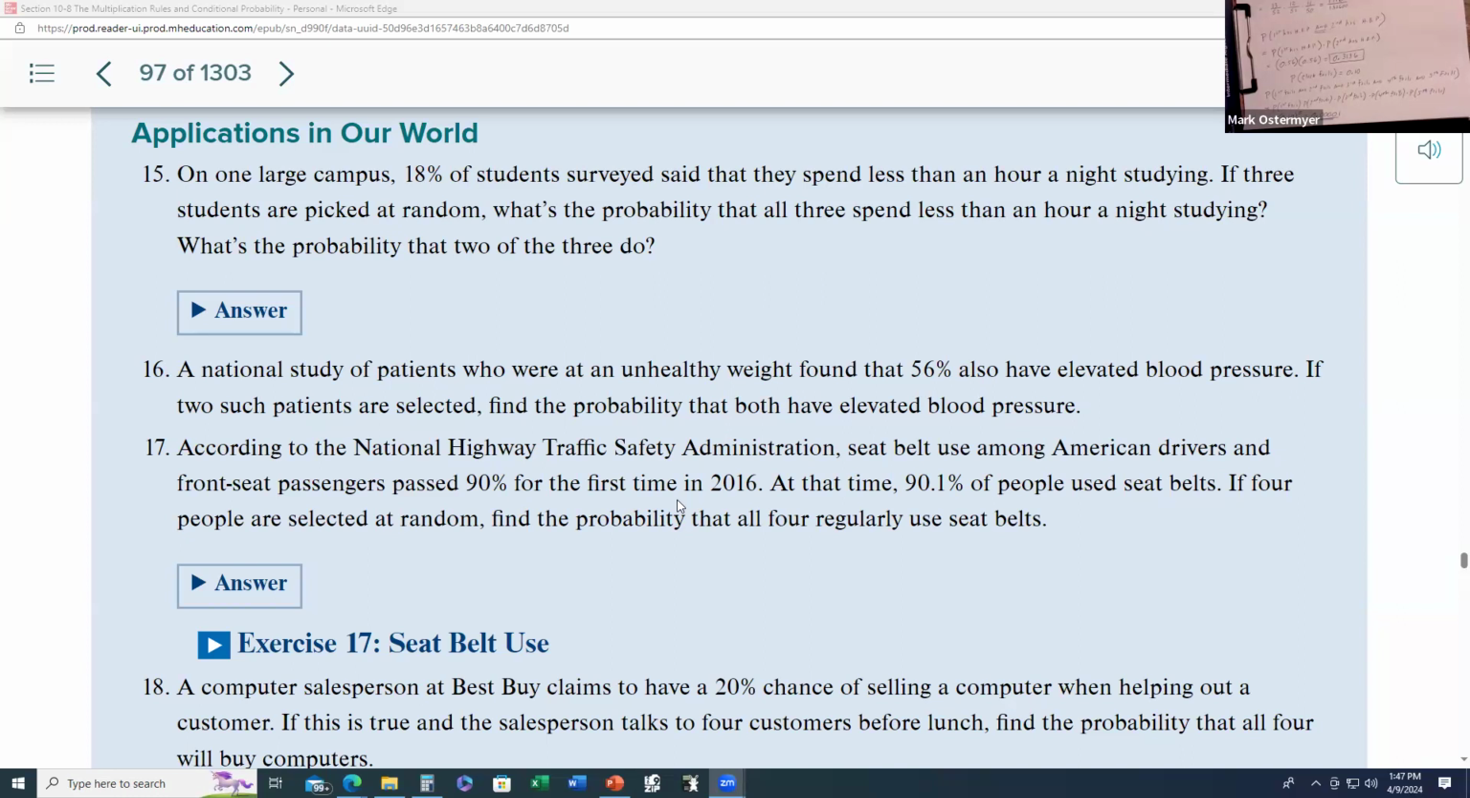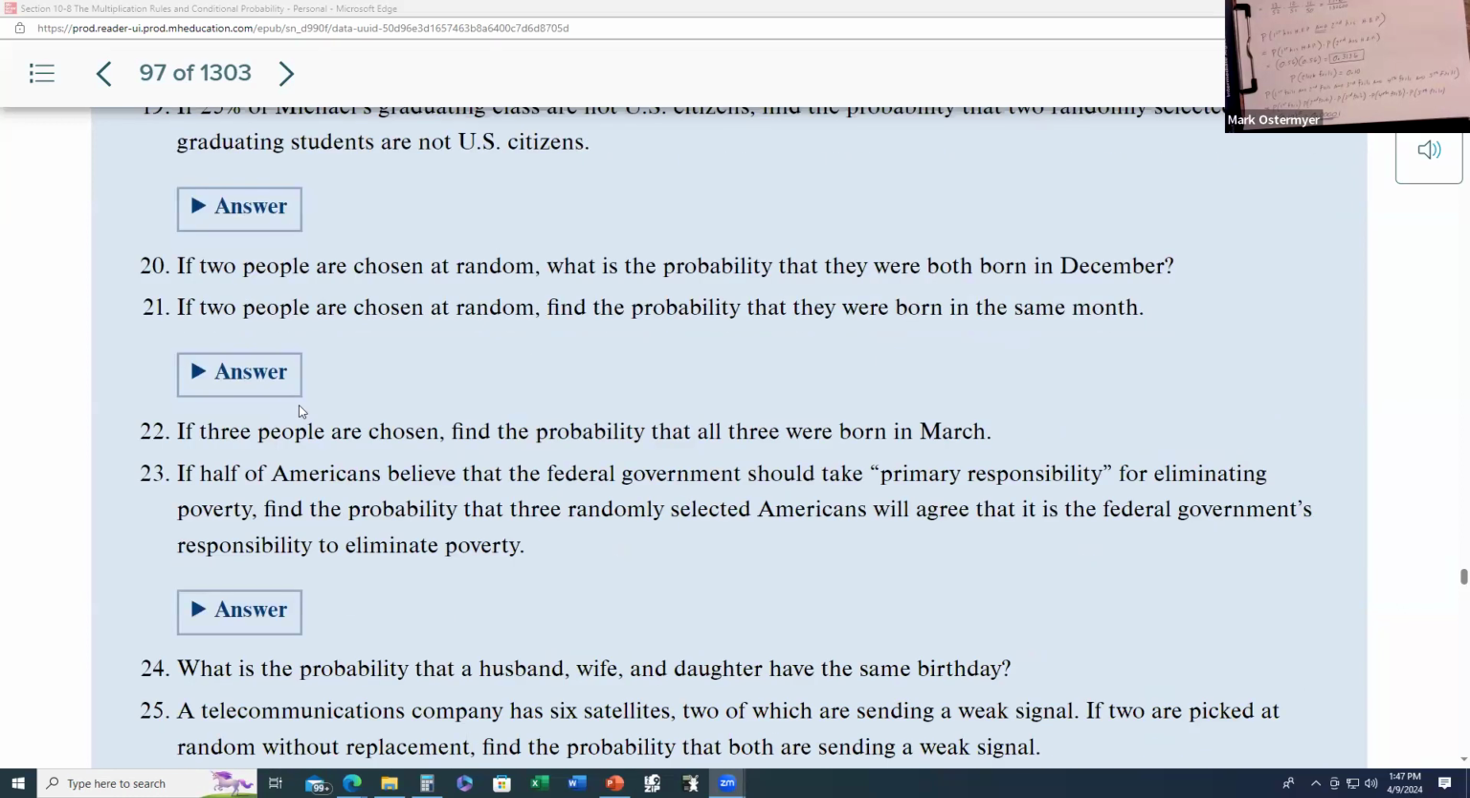Okay, number 20. Let's see if you guys can figure this one out. If two people are chosen at random, what is the probability that they were both born in the month of December? Think about that, ladies and gentlemen. How would you do it? I'll give you a hint. We're trying to compute the probability that the first person chosen was born in December, and the second person randomly chosen was born in December. Go ahead, see if you can figure that probability out. Number 20. This is classwork.